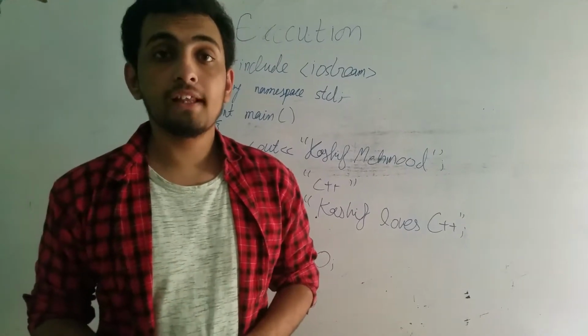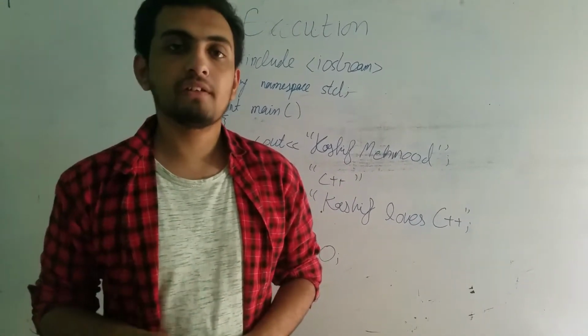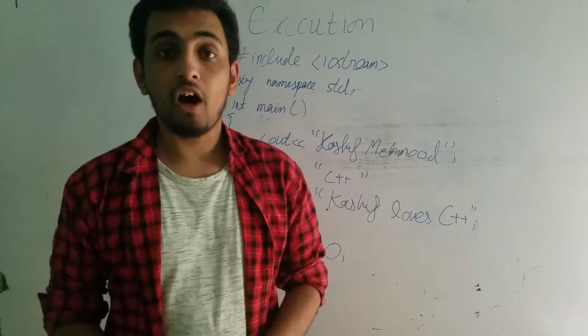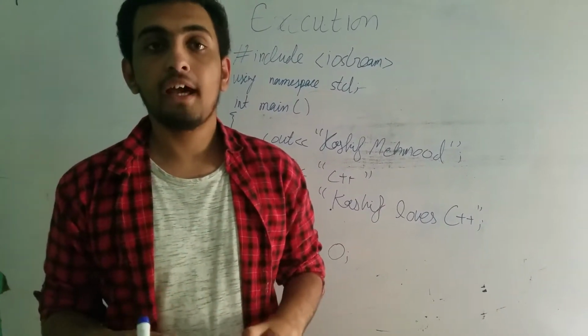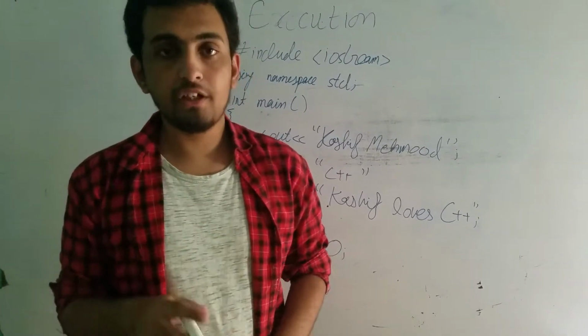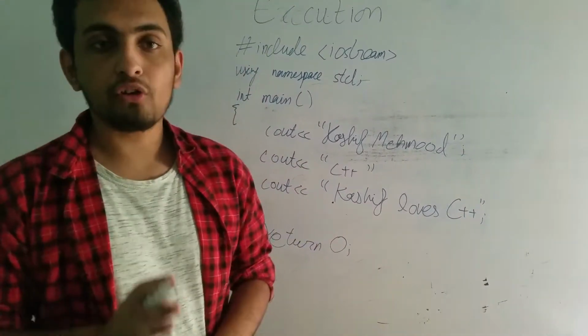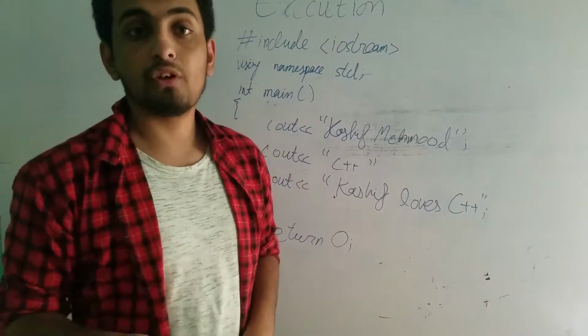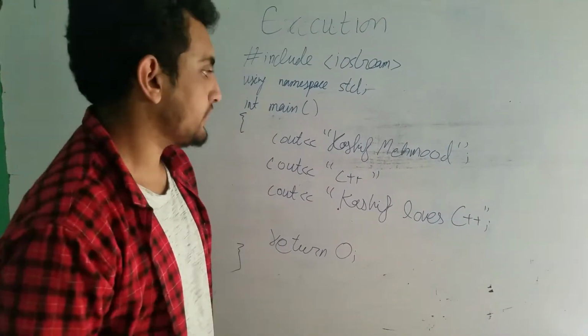In this video we will learn about the execution of C++ program. In the previous video we learned how a compiler does the compilation of C++ program, and now we will be doing the execution in the same manner as we did the compilation in the previous video. As you can see, I have written the same code that I used for the compilation video. So now let's start the execution of this program.